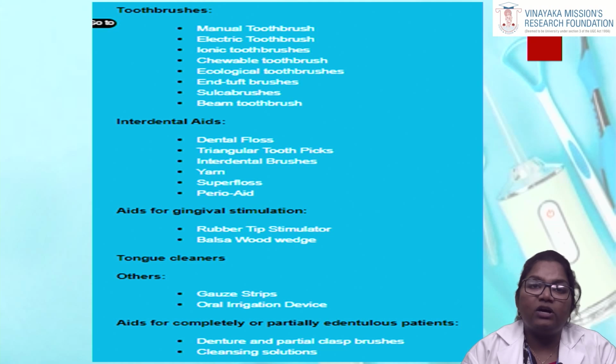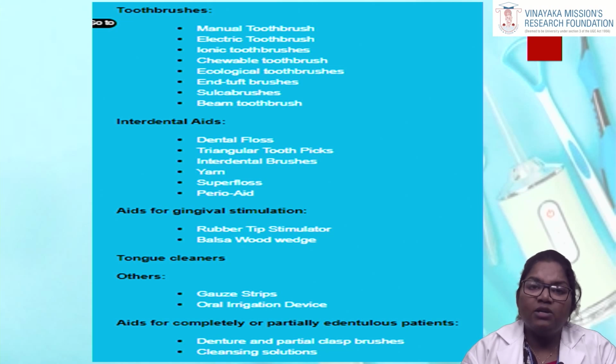What is under toothbrushes? We have various types of toothbrushes. We started with the manual, then came the electrical toothbrush, then the ionic, chewable, ecological, end-tuft brushes, Selka brushes and the beam toothbrushes. Now we even have smart toothbrushes as well. Then the interdental aids that can be used to remove plaque: we have dental floss, triangular toothpicks, interdental brushes, yarn, super floss and the perio aid.